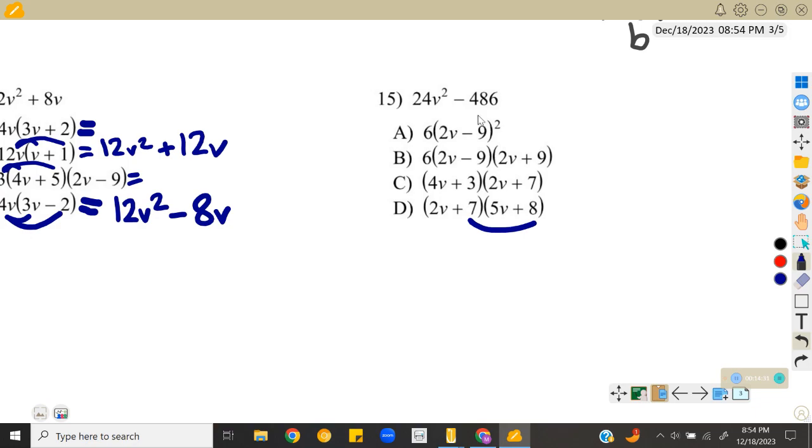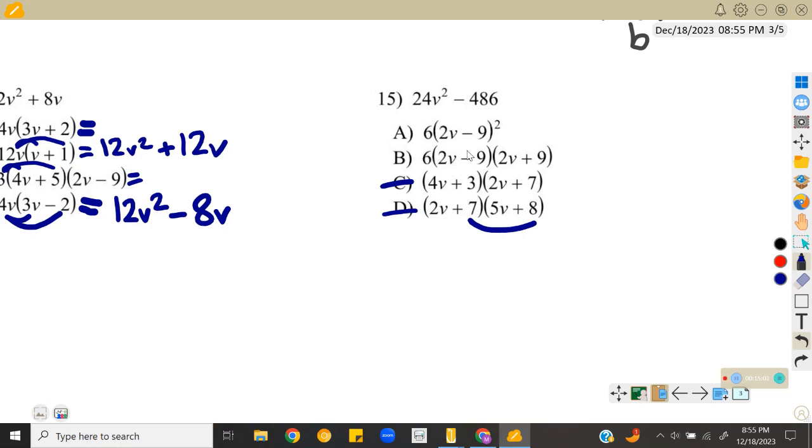7 times 8 is not negative 486, so it can't be the answer here. Positive 3 times positive 7 is also not equal to a negative 486. So this means we can also rule out C, right? Next we have B. And if we look at B, we would have to do negative 9 times positive 9. And then that would give me a negative. And then I would actually have to multiply that by 6.